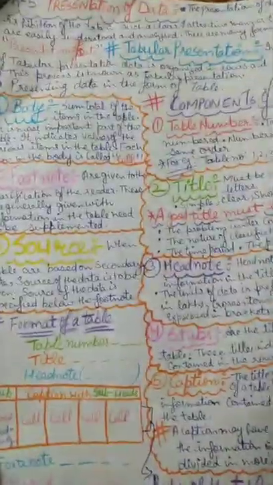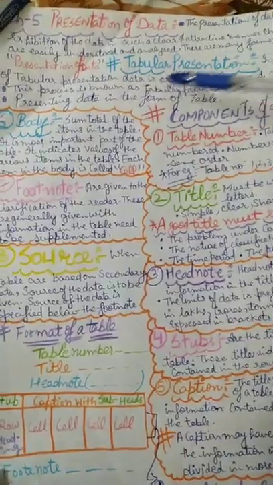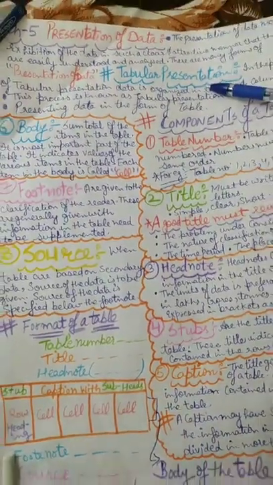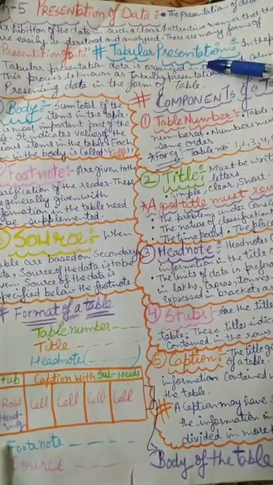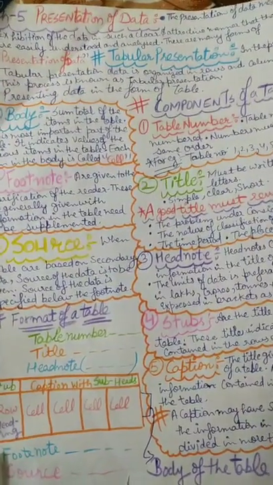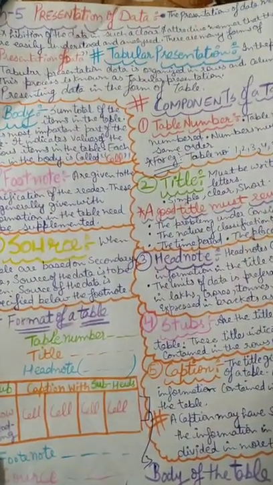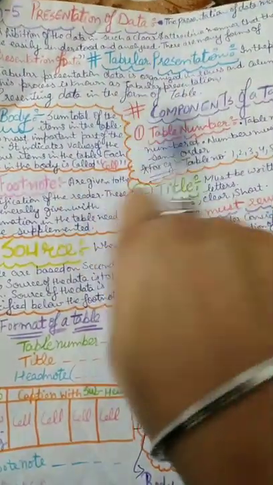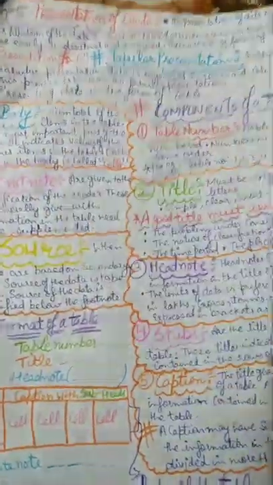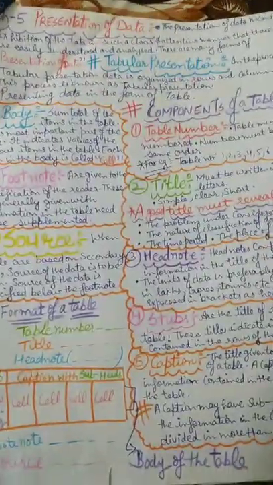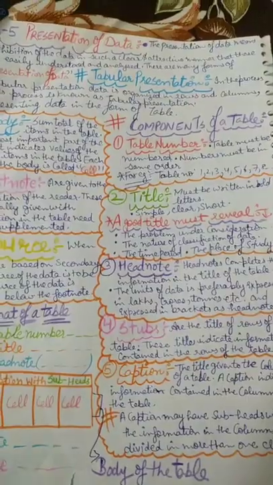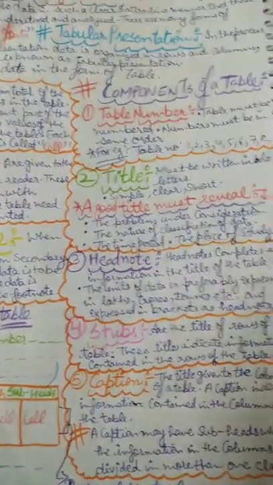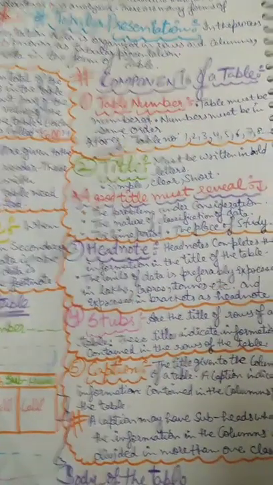First, today we will discuss tabular presentation. The data we represent in rows and columns in table form is known as tabular presentation. Presenting data in the form of a table is known as tabular presentation. Today we will discuss the components of a table. In a table, what things do we have to keep in mind? What are the parts of a table?